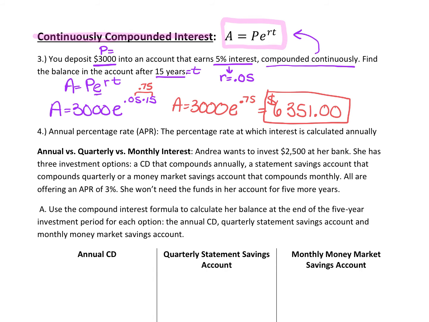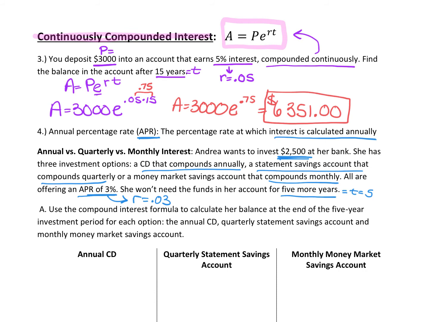All right, the second section says the annual percentage rate, or the APR, is the interest when it's calculated annually versus quarterly versus monthly. So Andrea wants to invest $2,000 at her bank, and she has 3 different CD options. She has one that compounds annually, one that compounds quarterly, and one that compounds monthly. All are the same APR, meaning we're having the same rate of 0.03. And she's going to do it for 5 years.